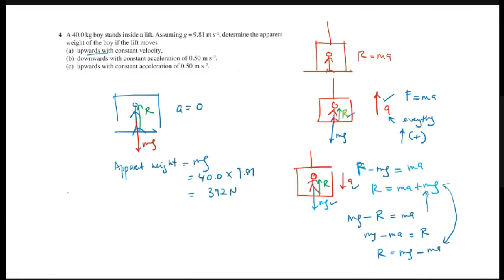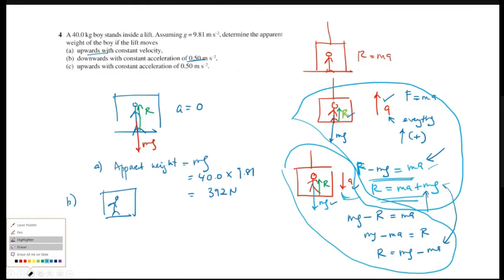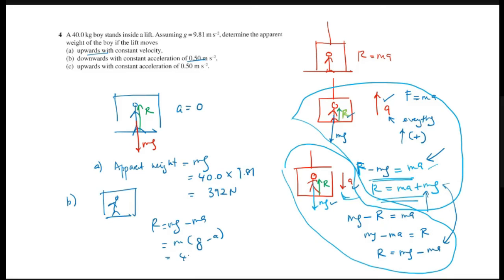This is part A. For part B, downwards with constant acceleration of 0.50 meters per second squared. So mg minus ma equals R, which is m times g minus a. That is 40.0 times 9.81 minus 0.50. Now you have 372 newtons.